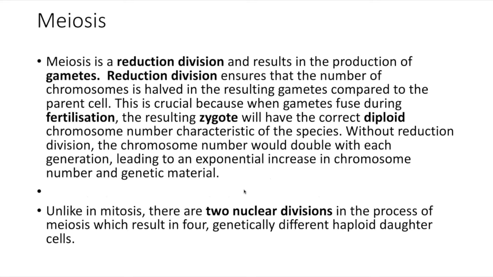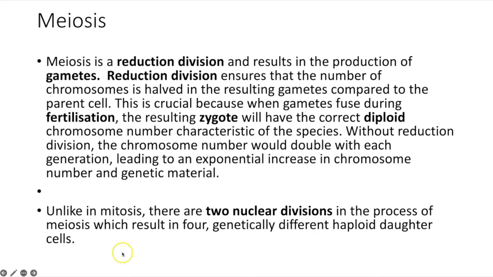Now we're going to look at meiosis first of all, and meiosis is a type of cell division. It's known as reduction division because it results in the production of gametes, meaning you end up with half of the number of chromosomes compared to the parental cell. This is crucial because when two gametes fuse together during fertilization, the resulting zygote will then have the correct diploid chromosome number. And without that reduction division, the chromosome number would double every single generation when fertilization happened, leading to an exponential increase in chromosomes and the amount of genetic material.